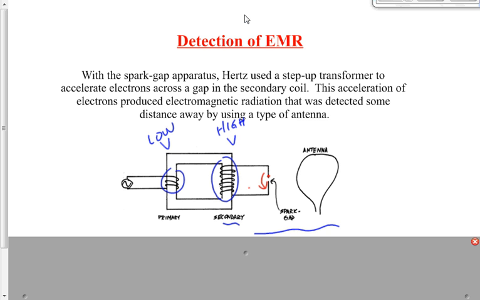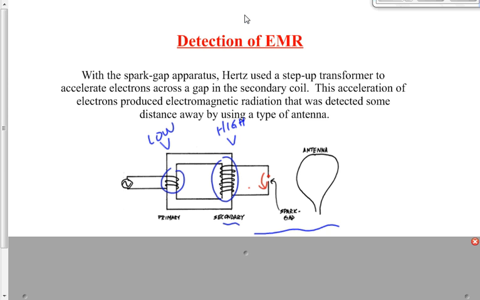So we're trying to test that theory here, right? We don't know that when they accelerate they will generate EMR. We think they will. That's what we're trying to test. So how does Hertz detect it? If EMR is produced there, how does he detect it? Well, he puts in an antenna. That's what you do, right? You want to listen to the radio, what do you do? You hook up an antenna to your radio because that detects EMR.